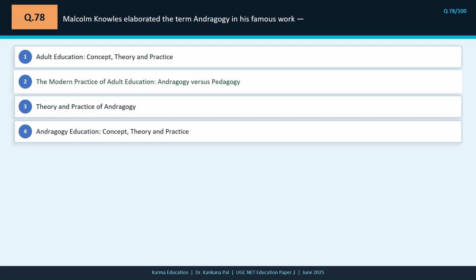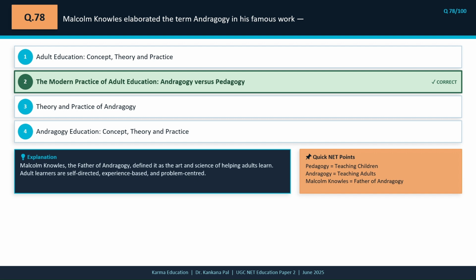Question number 78. Malcolm Knowles elaborated the term andragogy in his famous work dash. Option 1, Adult Education Concept, Theory and Practice. Option 2, The Modern Practice of Adult Education, Andragogy versus Pedagogy. Option 3, Theory and Practice of Andragogy. Option 4, Andragogy Education Concept, Theory and Practice. Think carefully. The correct answer is option 2, The Modern Practice of Adult Education, Andragogy versus Pedagogy.